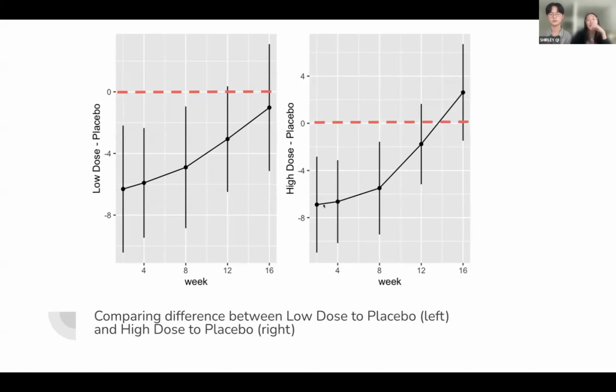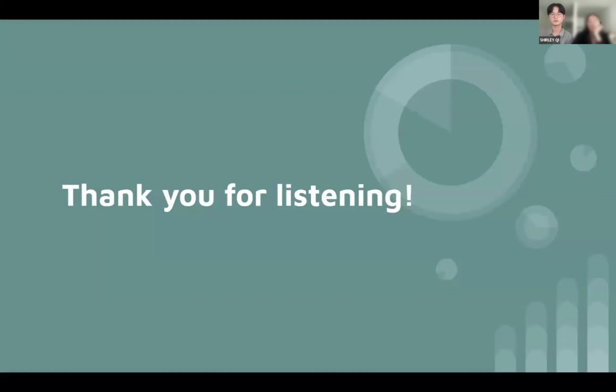There's a lot less pain. And then actually once we get to week 16, there's more pain. So this tells us that the treatment probably has effect early on, but the effects kind of wear off around week 12, and then the pain could actually worsen if you provide too high of a dosage. And yeah, thank you for listening.